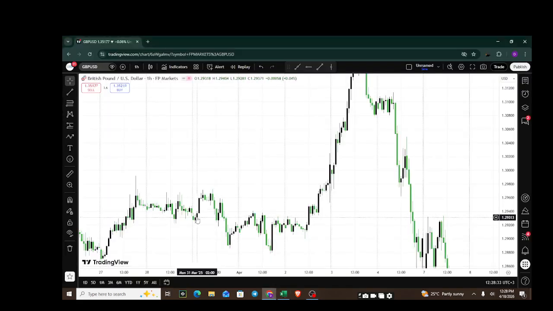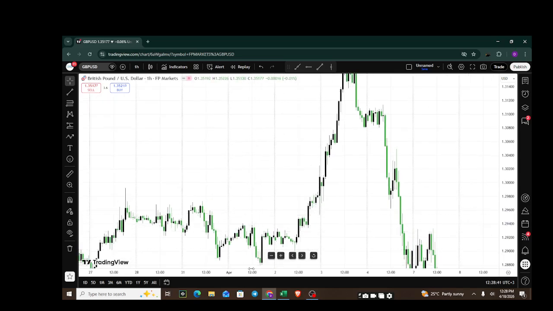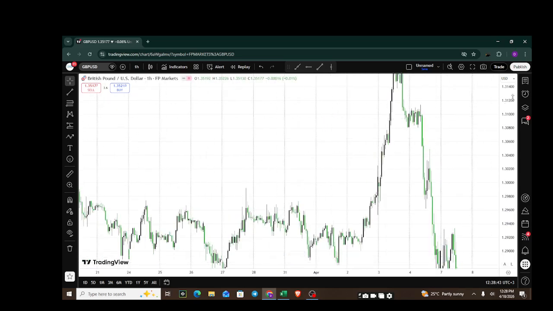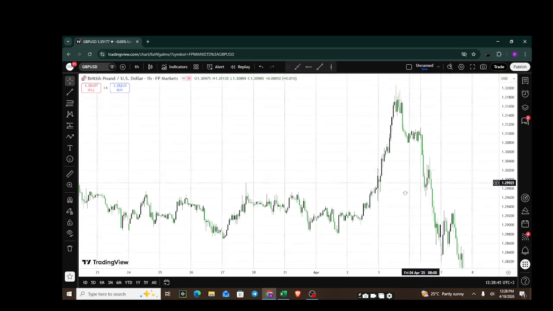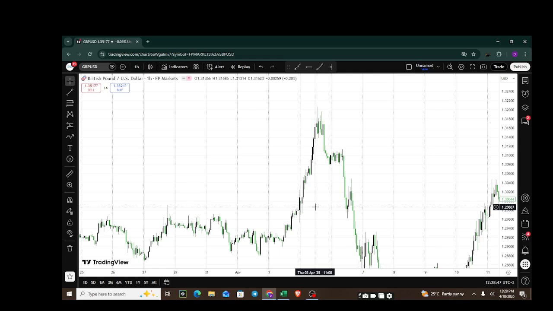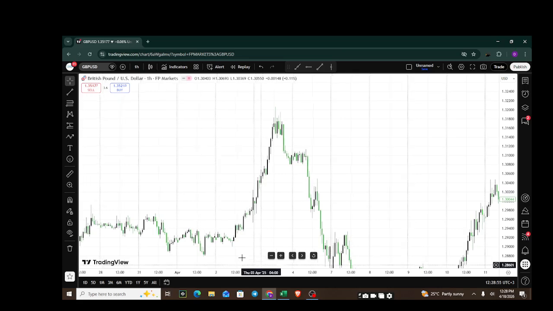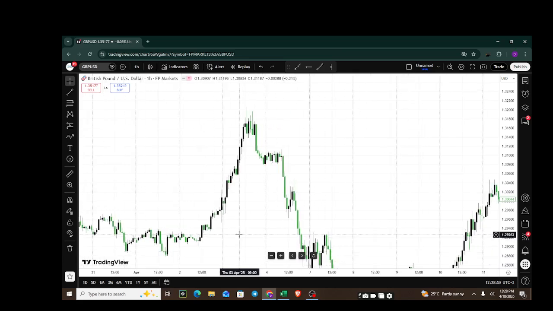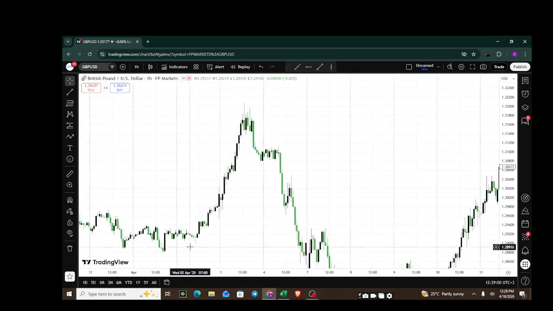First, we formed a clean high on Monday. Then we had a retest on Tuesday. But price had other plans. So what price did? Price went and formed the new high on Thursday. So this week's price action began happening on Thursday. So the high was formed on Thursday.